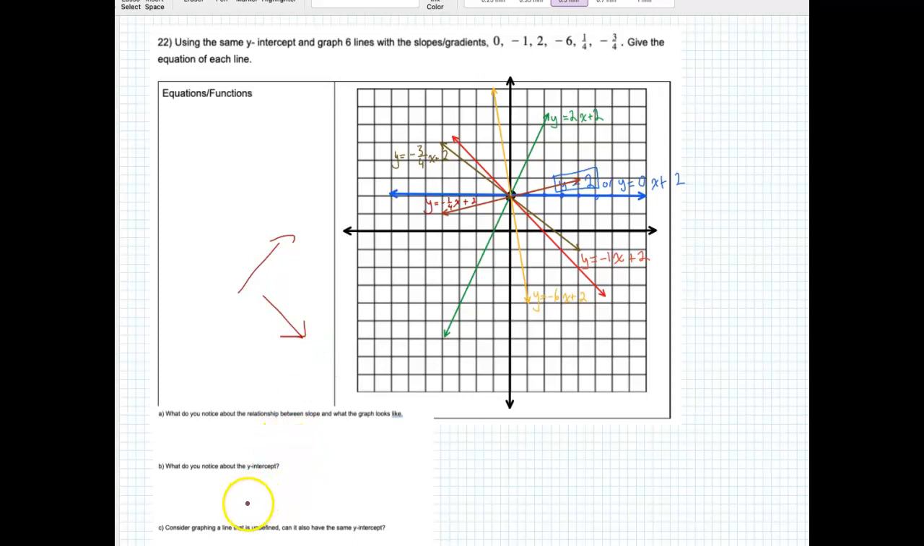What do you notice about the y-intercepts? Well, it's kind of obvious. They all have the same. So they're all the same y-intercept. This is a weird question here. Consider graphing a line that is undefined. Okay, so an undefined line, that's vertical, right? That had the same y-intercept. What would that look like?